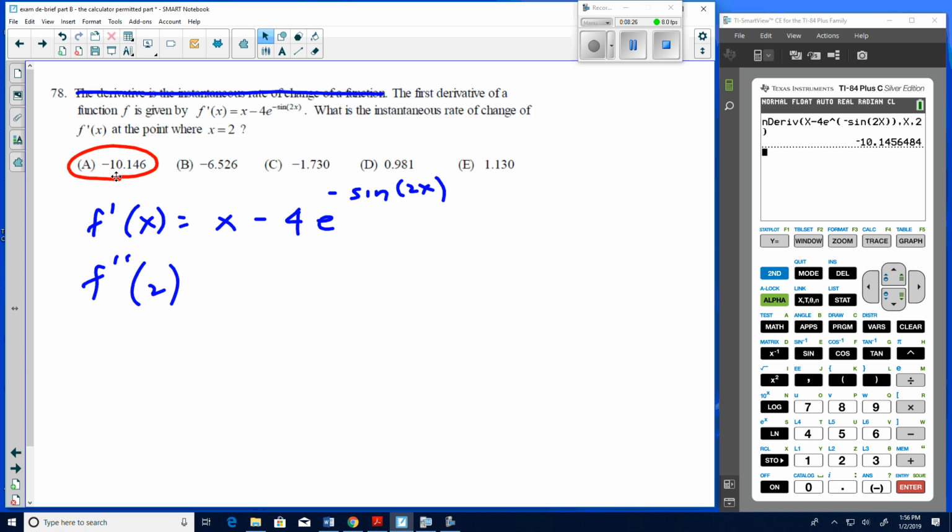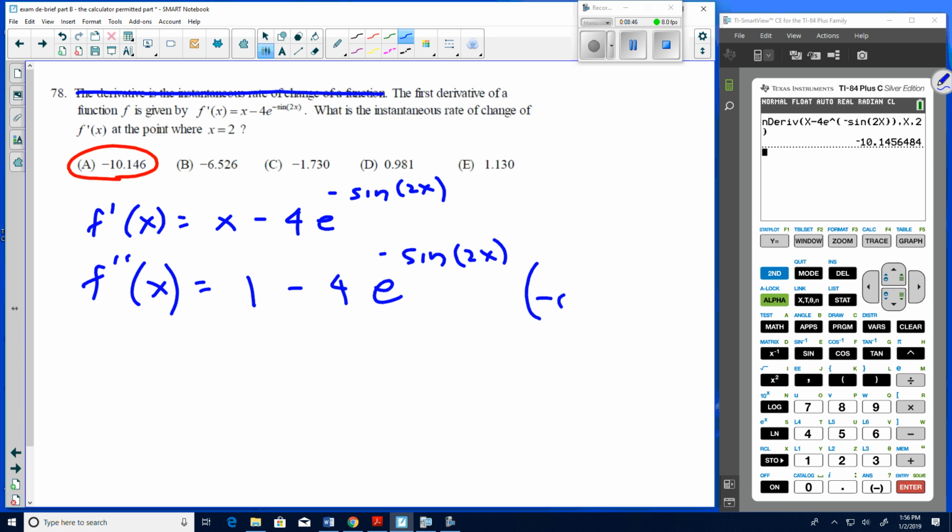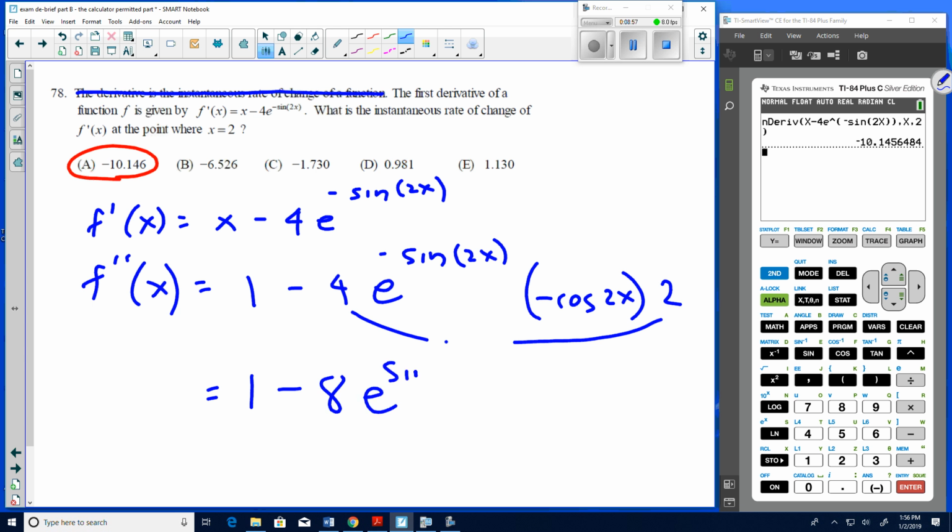Well, let's do just a real quick check and see. What is f prime of x? f prime of x is here, and we want f double prime. Okay, so the derivative of x is 1 minus 4. The derivative of e to the stuff is e to the stuff times the derivative of the stuff. Well, the derivative of a minus sine is a minus cosine of 2x times 2. So it looks like we get 1 minus, the 2 can come out here with the 4, giving me 8, e to the minus sine of 2x, times, oh, we have a minus sign there, so that's plus cosine of 2x.